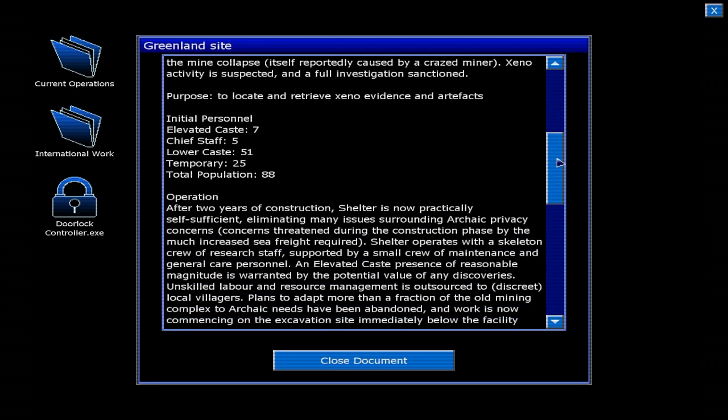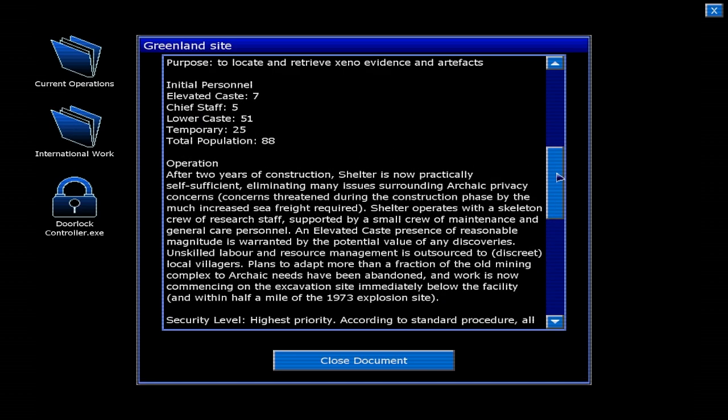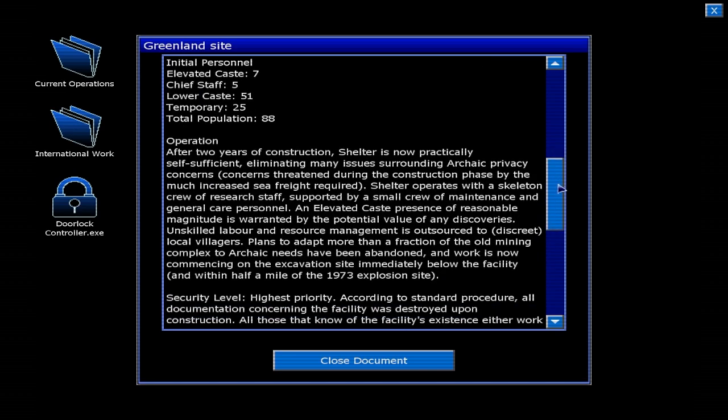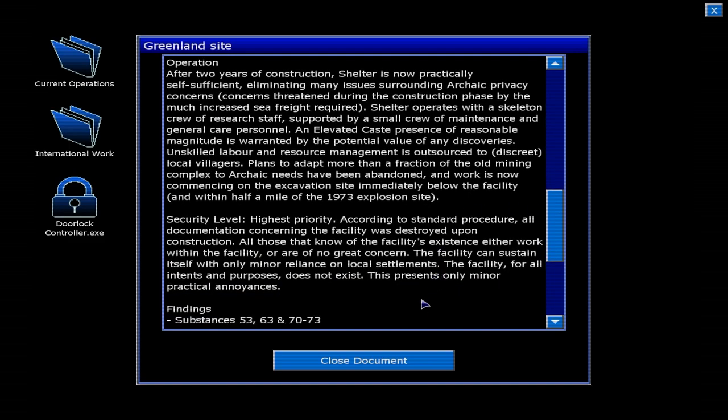Purpose: locate and retrieve Xeno evidence and artifacts. Total population 88. After 2 years of construction, Shelter is now practically self-sufficient, eliminating many issues surrounding Archaic privacy concerns, concerns threatened during the construction phase by the much increased sea freight required. Shelter operates with a skeleton crew of research staff, supported by a small crew of maintenance and general care personnel. An elevated Cast presence of reasonable magnitude is warranted by the potential value of any discoveries. Unskilled labor and resource management is outsourced to discreet local villagers.